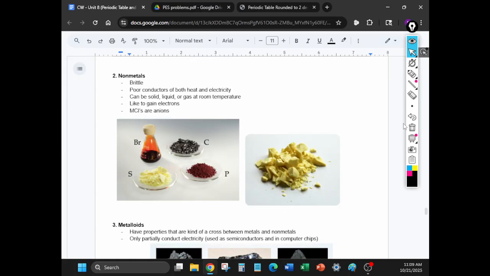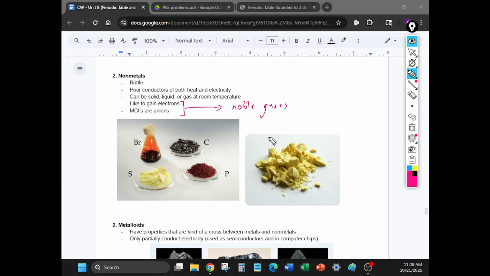Okay, nonmetals are the opposite. They're not like metals. They like to gain electrons and they become anions. So if you look at the pattern on the right side of the periodic table, it's -4, -3, -2, -1, and so on. The exception to this rule is the noble gases. Obviously, we've talked about this. Noble gases do not want to gain or lose. They are nonmetals, but they don't want to become ions.